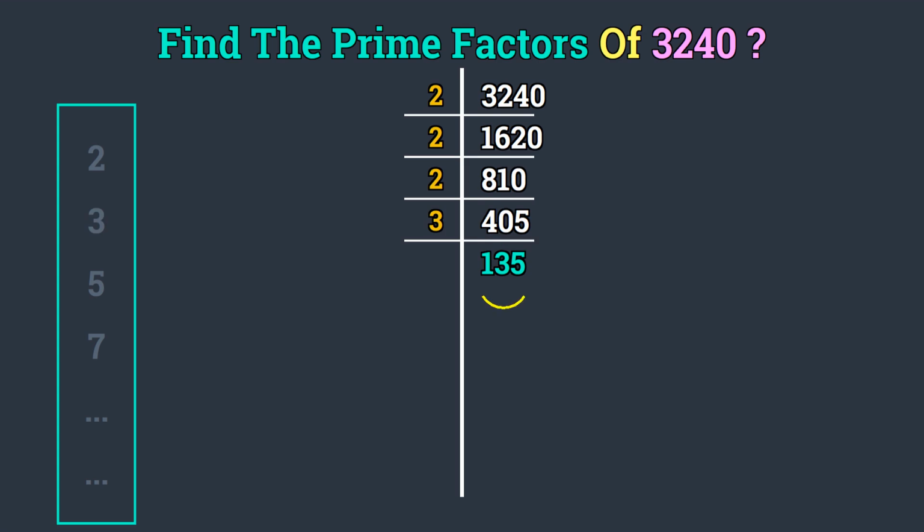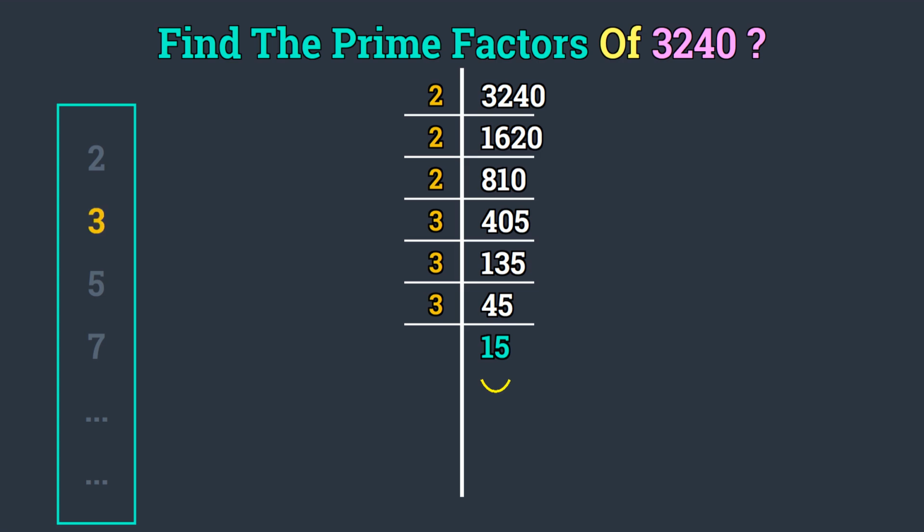Dividing 135 by 3, which equals 45. So 135 divided by 3 equals 45. Dividing 45 by 3, which equals 15. So 45 divided by 3 equals 15.